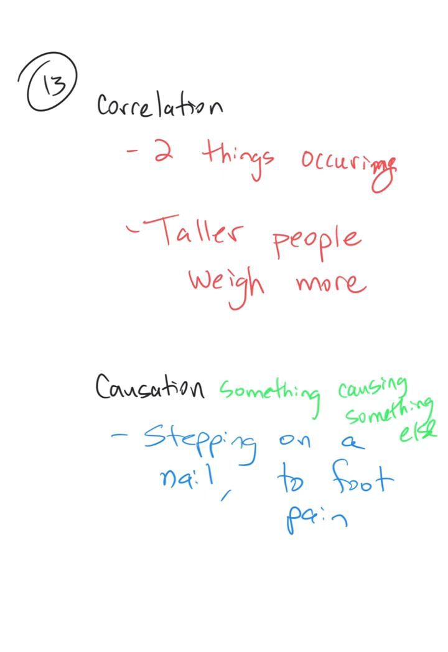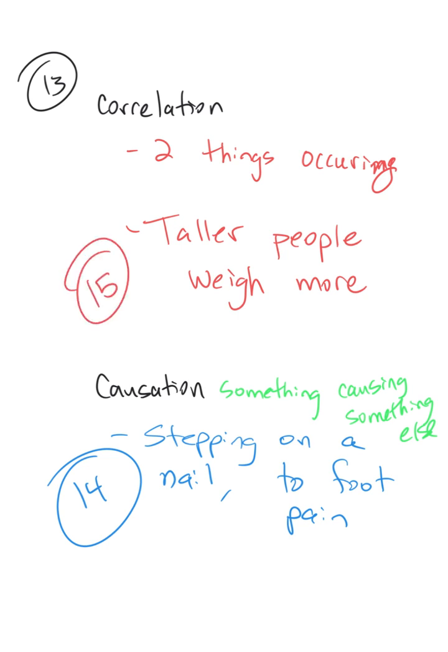Okay, and then I just did 14 and 15 without realizing it because I was trying to use that as examples. So 14 was the stepping on a nail to foot pain. 15 is this, taller people weigh more. Doesn't have to be the case, okay? There are students that are taller than me and I weigh more than them because, again, it comes down to other things. So that's why it can correlate, but it doesn't necessarily cause it.